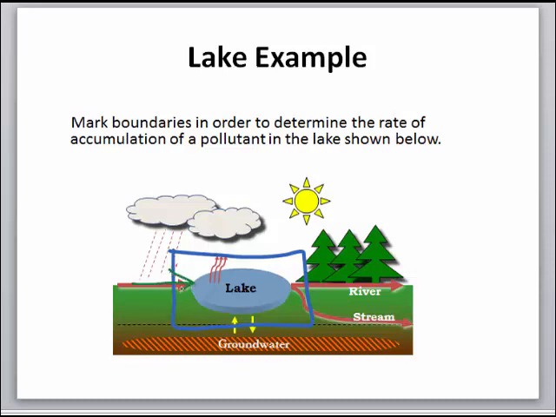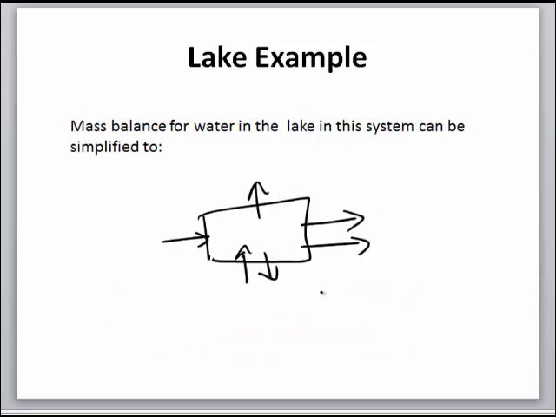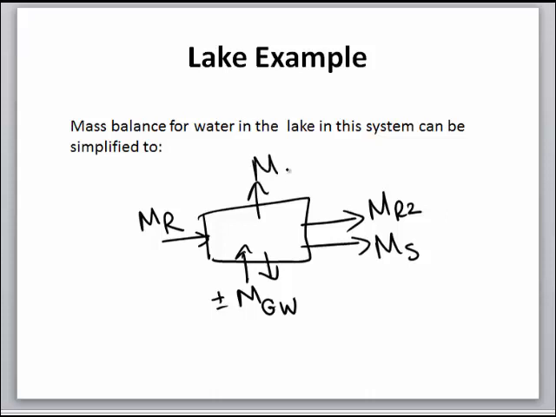So right away we see that there's a river going in, a river going out, a stream going out, groundwater interaction, and evaporation to the atmosphere. So we could draw this system in a simplified manner and place terms for each of the arrows. I'm going to say there's mass going in for the river, mass going in and out for groundwater, mass going out for river 2, mass going out for a stream, and mass going out for evaporation.